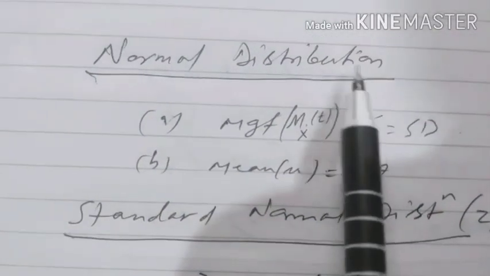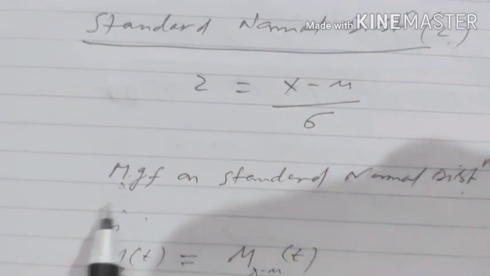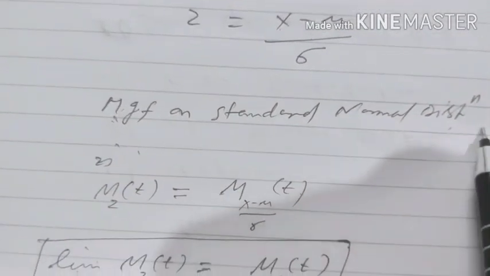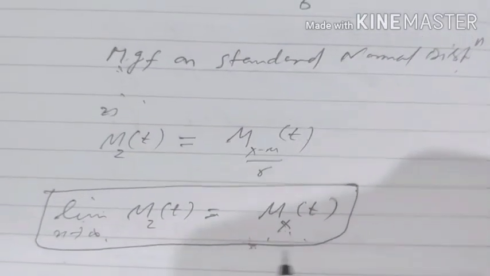Next is the normal distribution. We have to find out the moment generating function and also mean. And next one is the standard normal distribution and the moment generating function of the standard normal distribution. We have to find out the limit as n tends to infinity, M_Z(t) equals M_X(t).